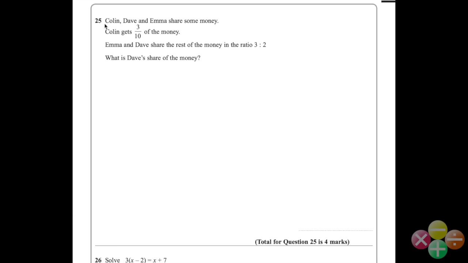Question 25. Colin, Dave and Emma share some money. Colin gets 3/10 of the money. Emma and Dave share the rest of the money in the ratio 3:2. What is Dave's share of the money?